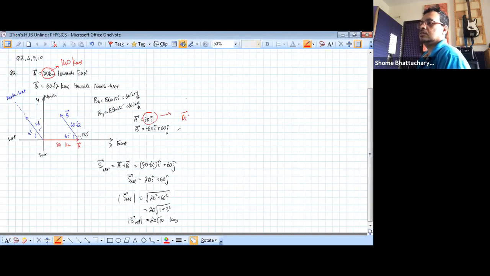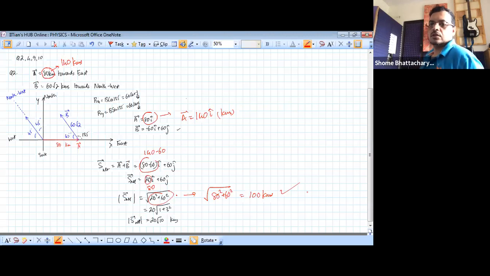It becomes A is equal to 140 i cap in kilometers. Okay. So then this changes. This becomes 140 minus 60, or this changes to 80. So then you will get the net displacement instead of this. You will get it as the root of 80 square plus 60 square, which is 100. And that is the answer given to you. Okay, so if you were just not getting the answer, it's just this much only. There's nothing. Conceptually, this is how you have to do. Okay, let's move on to question number 4 after this.